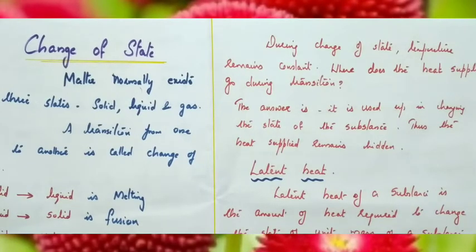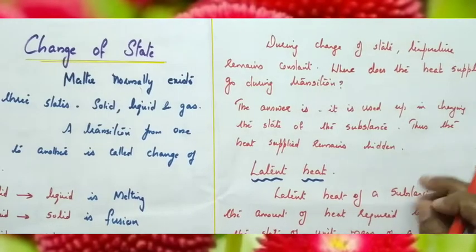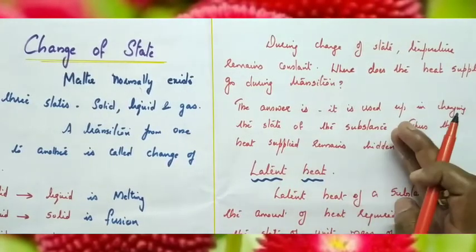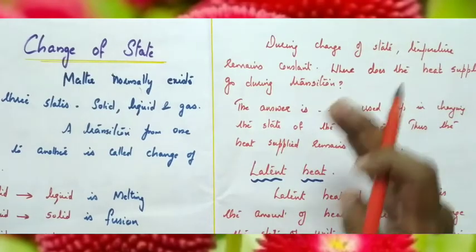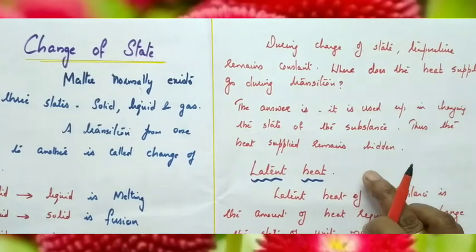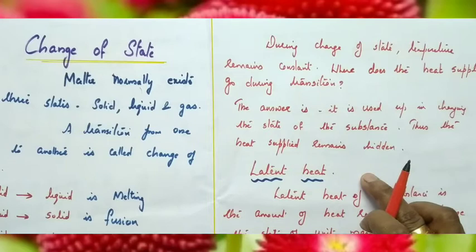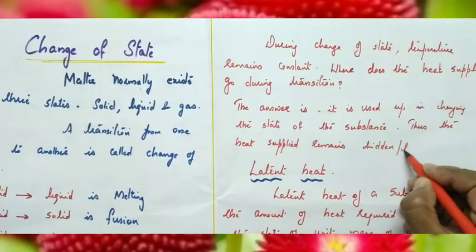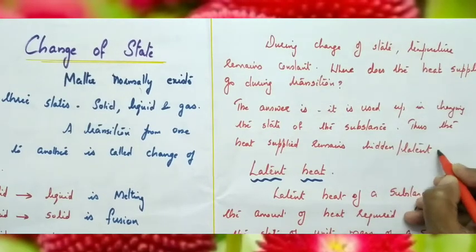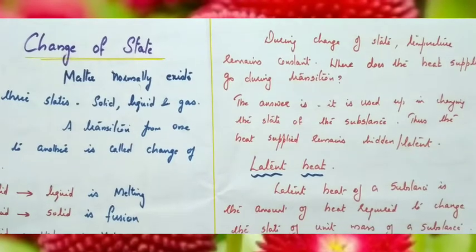Now, where does the heat supplied go during transition? The answer is that it is used for change of state from solid to liquid or liquid to vapor, or from one state to another. Thus, the heat supplied remains hidden somewhere, or it remains latent somewhere. Hidden or latent, and that heat is called latent heat.